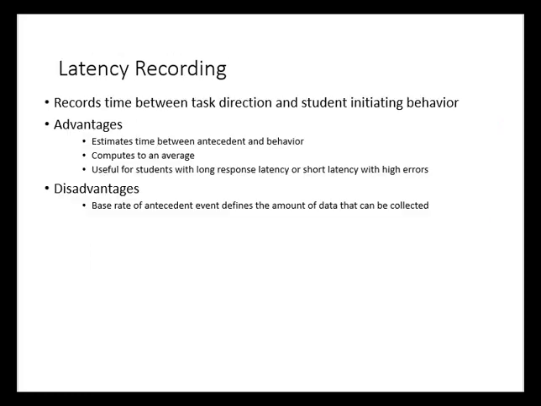Next, there's latency recording, which is used to measure the dimension of latency. The advantages follow as would be expected. It provides an index of temporal relation between the antecedent stimulus and responding, and can easily be converted to an average latency. The disadvantages are that it requires use of a timing device, and that the base rate of the antecedent event defines the amount of data that can be collected. For example, if a teacher makes only one request, you only get one data point for that session.